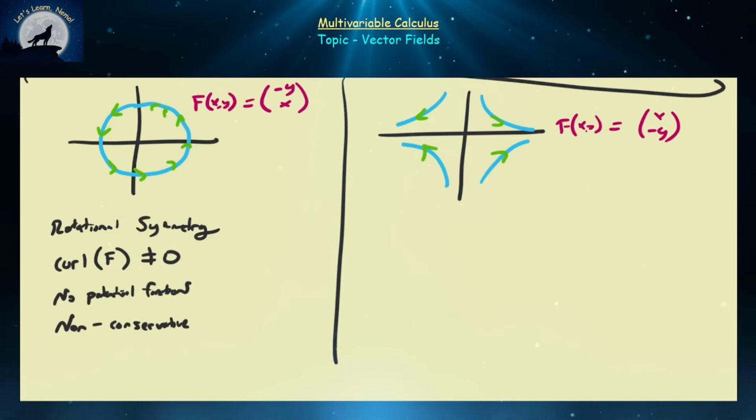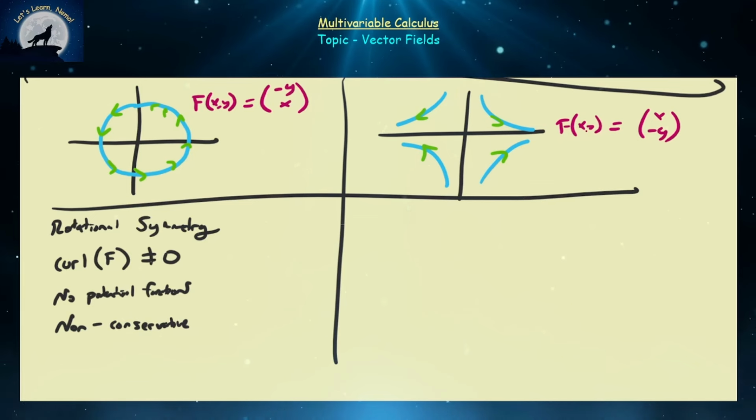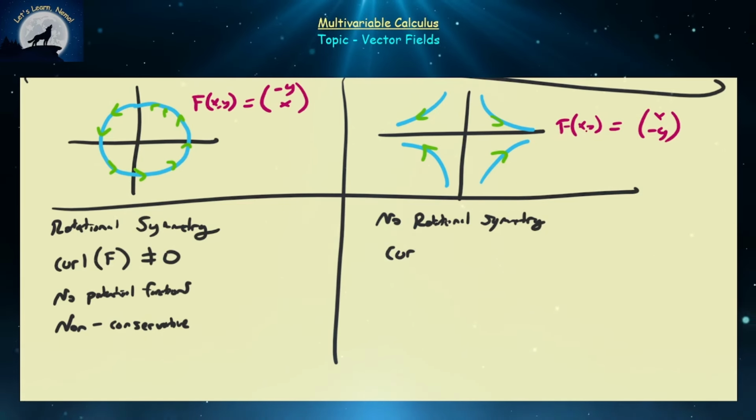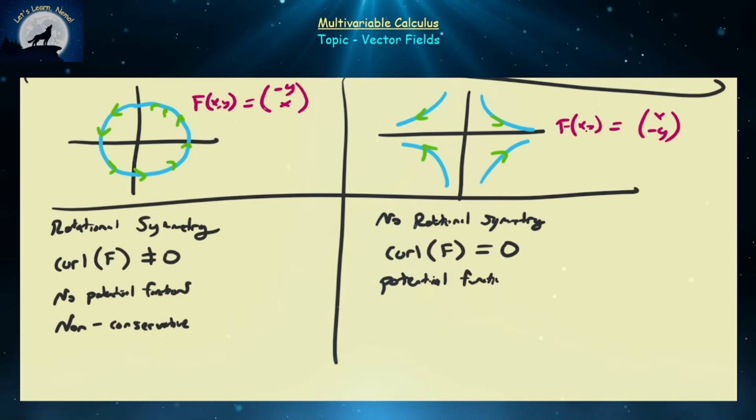Whereas for this second vector field, what we have has no rotational symmetry. That is, if you slightly rotate this coordinate plane by, say, 1 degree, it will not line up exactly onto what it used to be. Whereas if you rotate a circle, it's still a circle that overlies on top of it. Also, the curl of f will be equal to 0 for that one. Also, potential functions exist. And due to that, it is a conservative vector field.